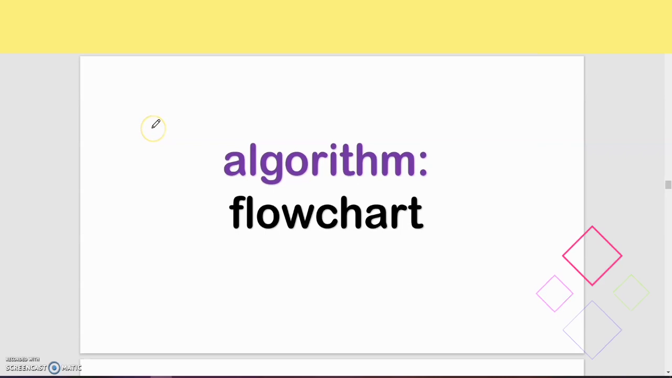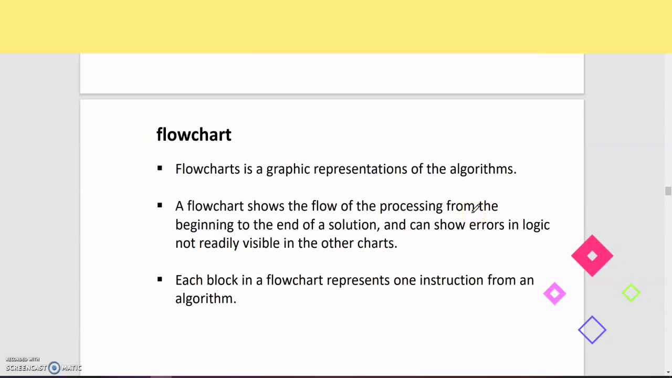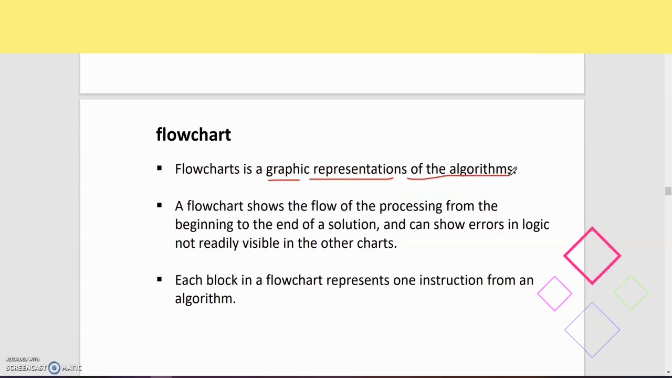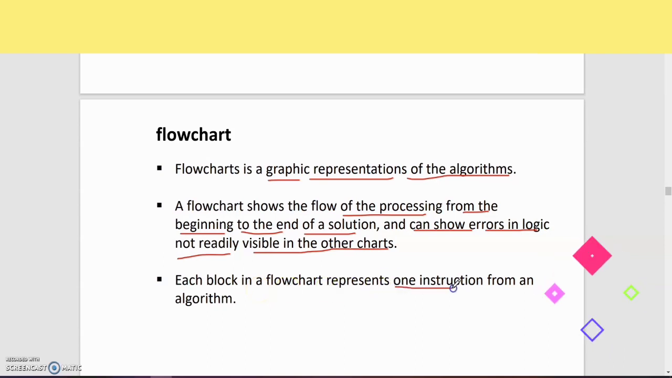Second, we see the flowchart. Before we continue, let's see what a flowchart is. A flowchart is a graphic representation of the algorithm. A flowchart shows the flow of the processing from the beginning to the end of a solution, and can show errors in the logic visible in the other charts. Each block in a flowchart represents one instruction from an algorithm.